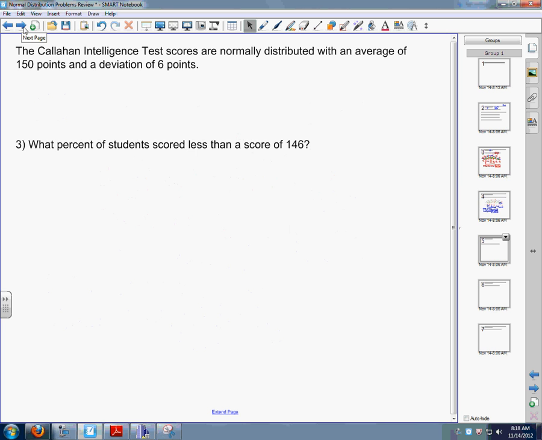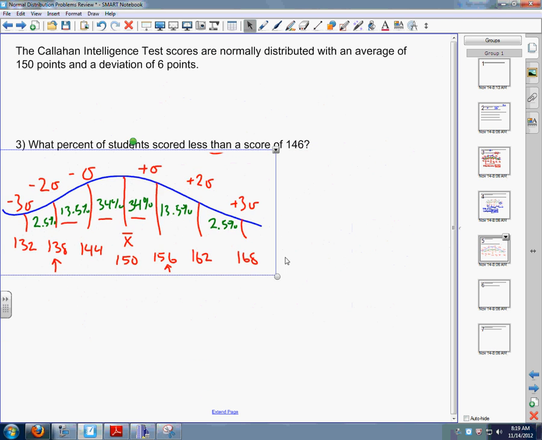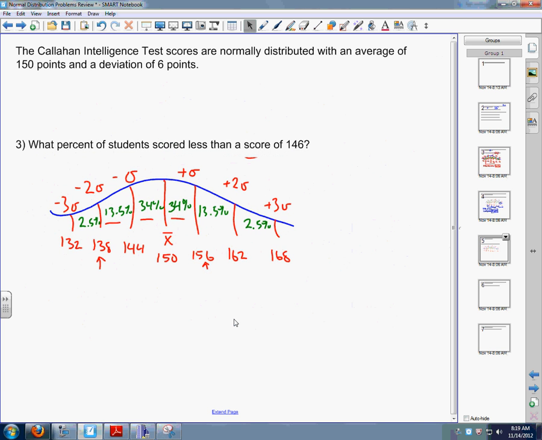Next question. So what if I ask the percentage of kids who scored less than a 146? So if we paste that picture on there again, here's our curve. What we notice, 146 is going to be about right here. So we want what percent of kids scored less than this. So we want all of this. We know we have the 2.5, we know we have the 13.5, but how do we know how to split up this 34% there?